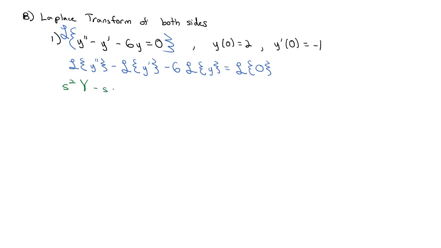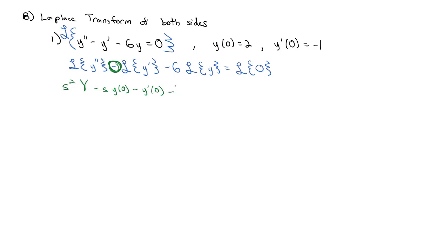Minus lowercase s times y of 0 minus y prime of 0. Then we're going to subtract. Be careful with our signs here. We're going to have to subtract, distribute a negative through the y prime formula. But we're going to subtract.